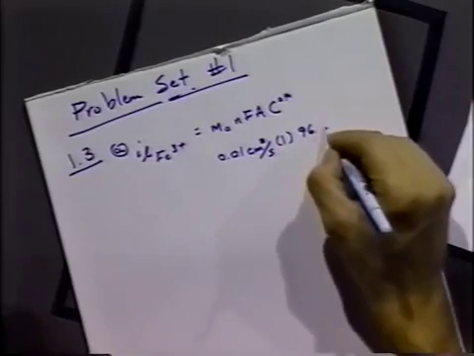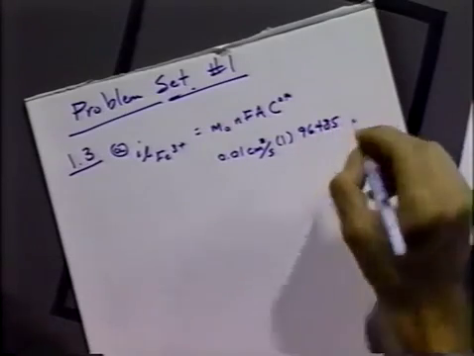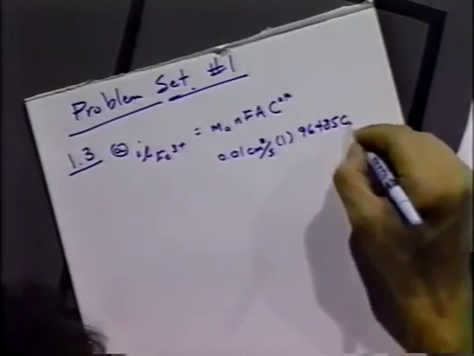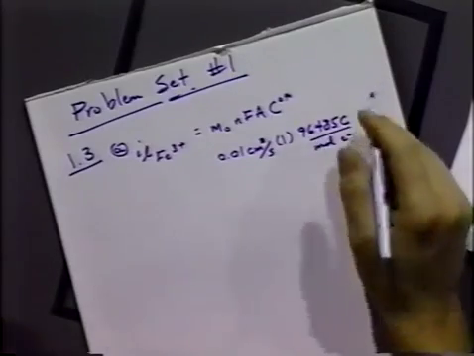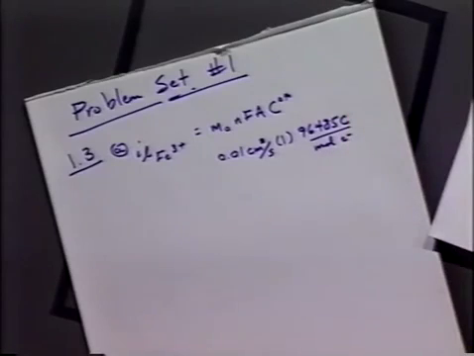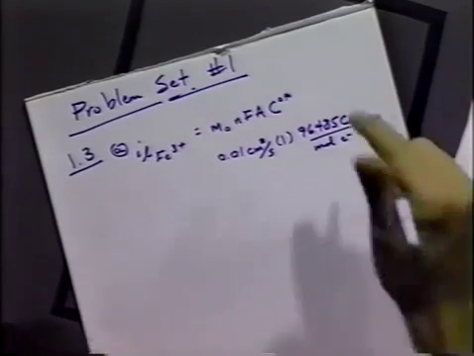F is 96,485. That's how I always remember it. So that's coulombs, basically per mole of electrons. And A is given, right? 0.3 centimeters squared.